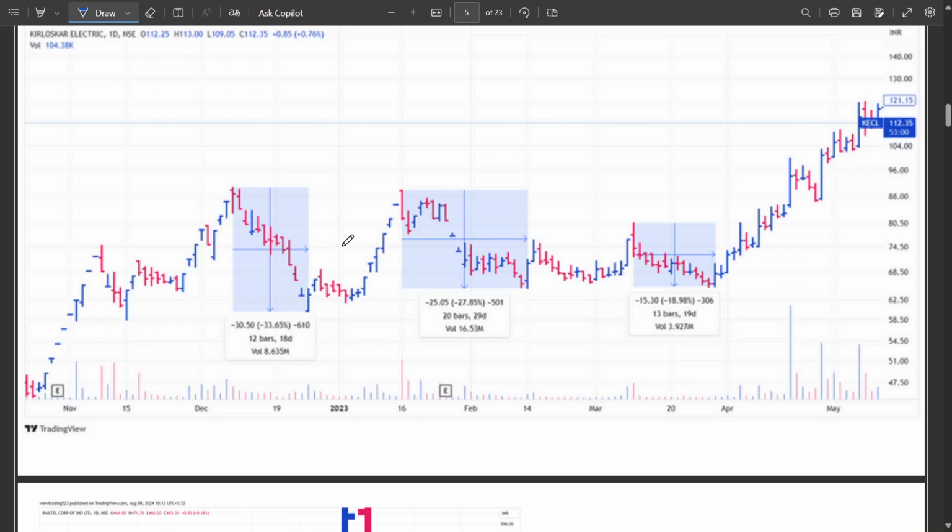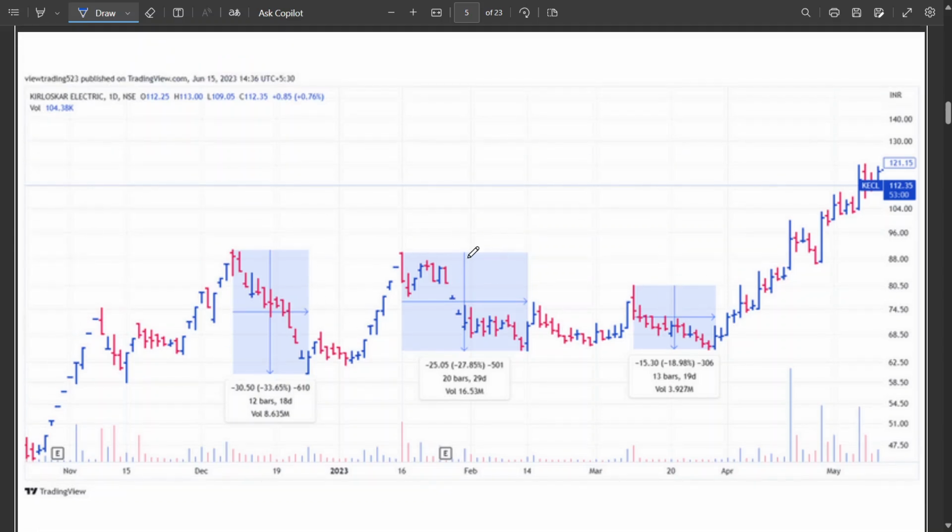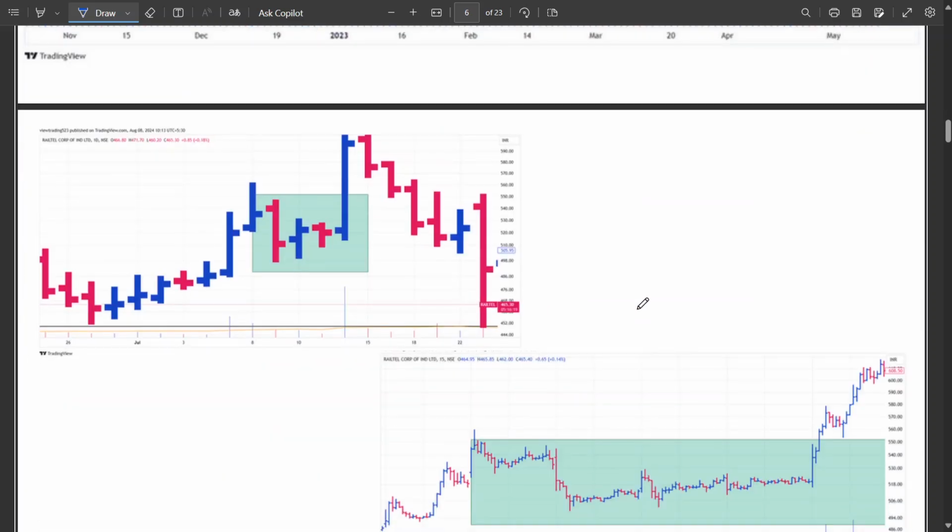Here you can see in this example, this is what a VCP looks like on a larger scale. You can see the three contractions and the volatility going down. The first range is somewhere around 33%, the second one being 27.85%, the third one being 18.98%, and then there was a breakout, and then the price started moving higher.